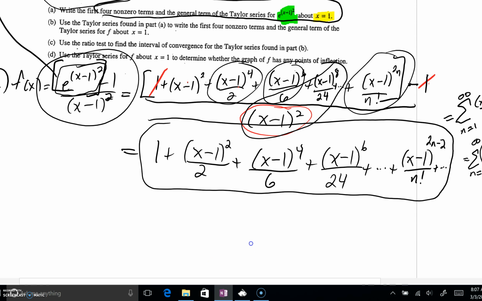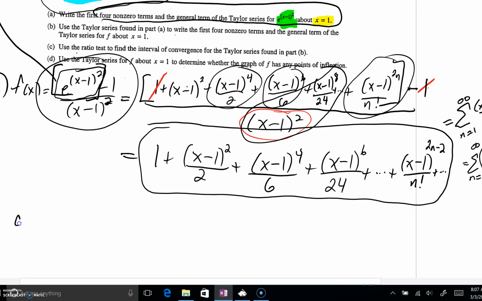Well, let's keep going. For part C, they want you to use the ratio test to determine the interval of convergence. And my word, as you're trying to work out this ratio test, let's go to the n plus 1 term.